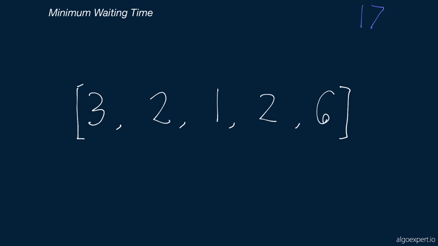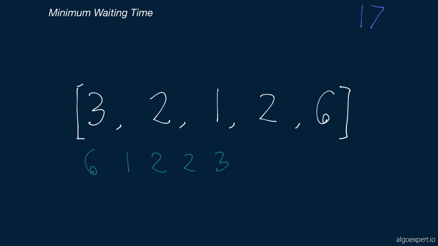Now, what is a waiting time of a query? Well, that's what we need to explain next. So if we're having a look at this input array right here, let's just say that we decide to execute the queries in the following order. So we execute the query with duration 6, then the query with duration 1, then both of the queries with duration 2, and then finally the query with duration 3.